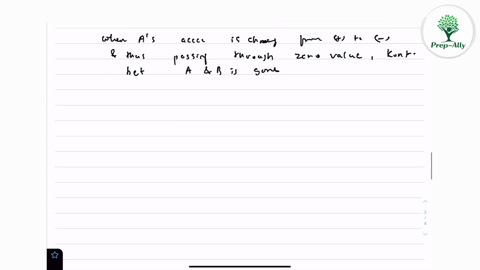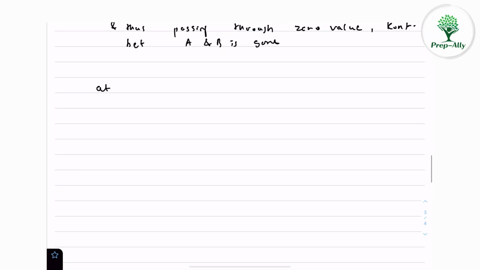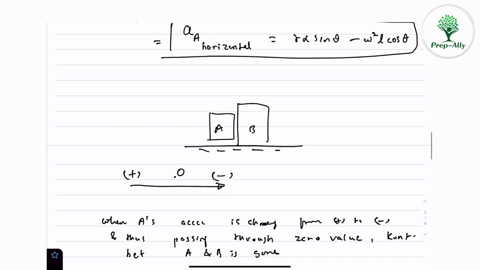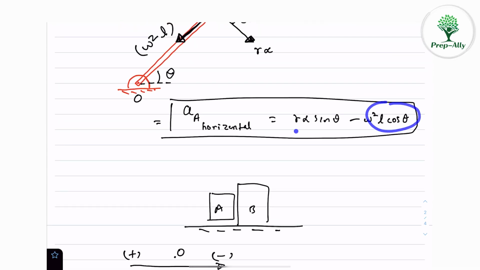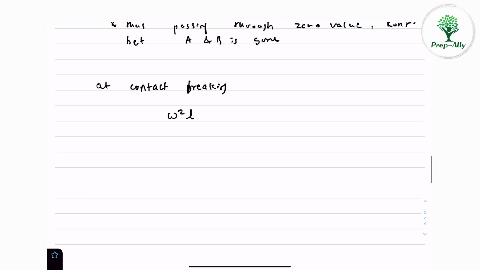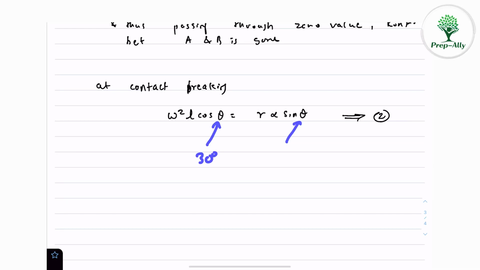So let's talk about the contact breaking. At contact breaking, we can say that omega square L cos theta equals r alpha sin theta. So this is the contact breaking condition. Let's call it equation 2. Now contact has just broken at this particular angle theta, which is given to be 30 degrees.